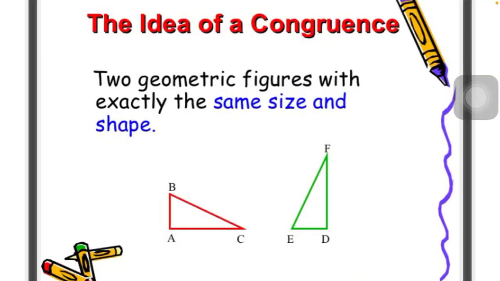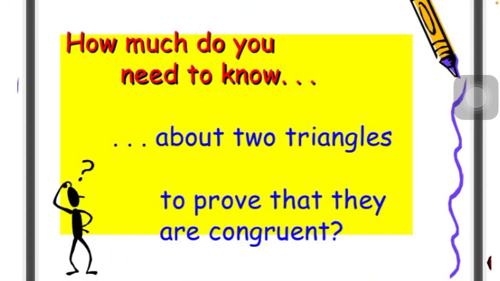The idea of congruence. What is it? Congruence means when two figures are exactly the same size and shape, whether it can be a triangle, quadrilateral, square or rectangle. When they are of the same size and shape, they are said to be congruent. So what do we need to make two triangles congruent, or how can we prove that they are congruent?